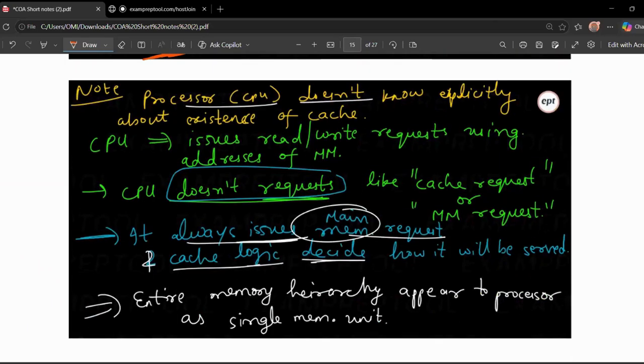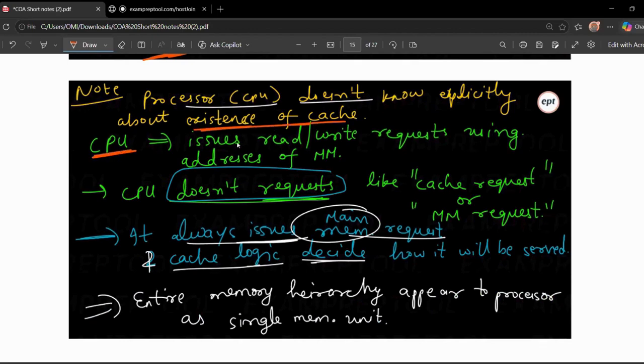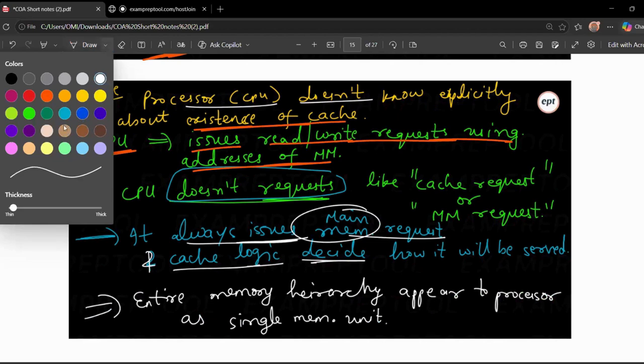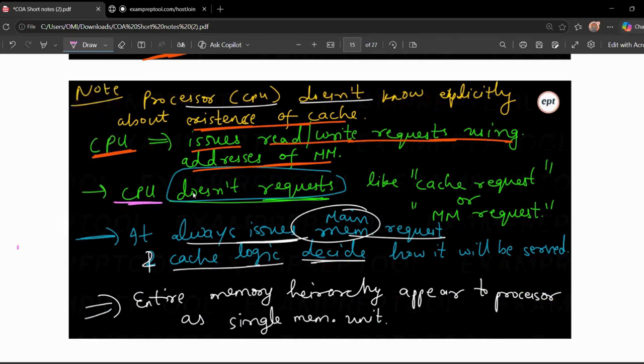Now see another important point. The CPU doesn't know explicitly about the existence of cache. I told you earlier that we will look into this. What the CPU does is issue the read or write request using the address of main memory. It just accesses. The CPU doesn't make a cache request or a main memory request; it doesn't work like that.